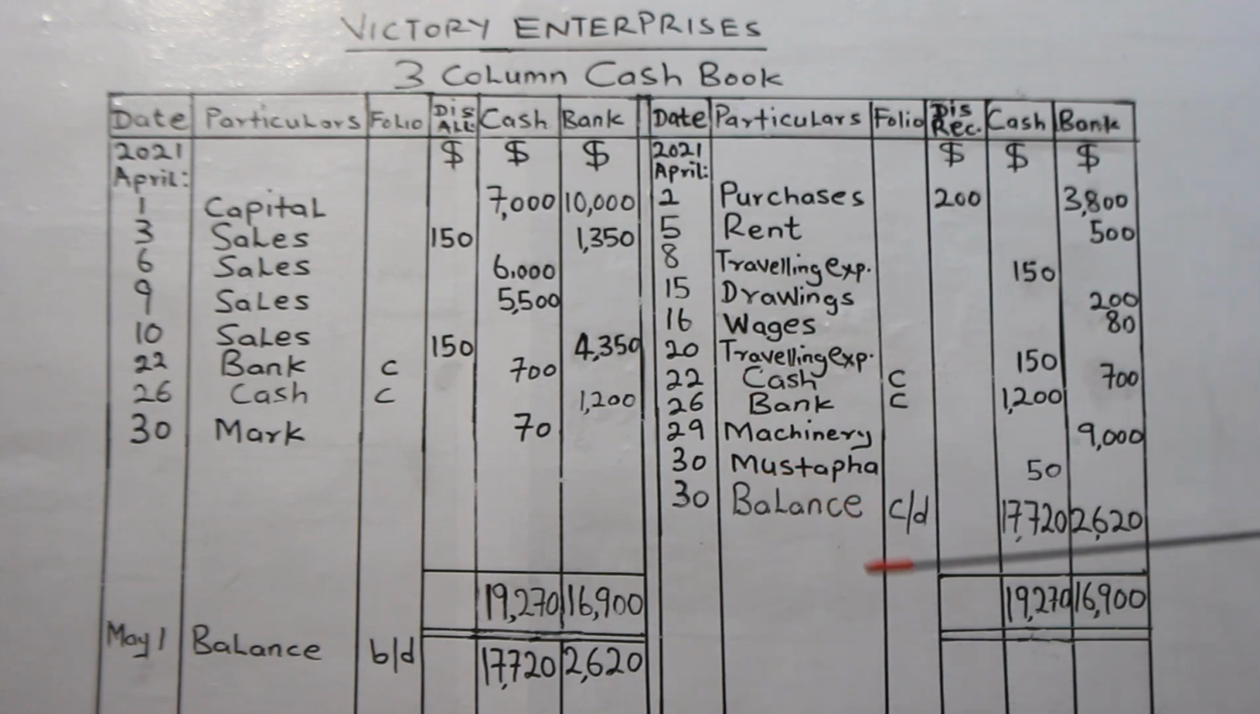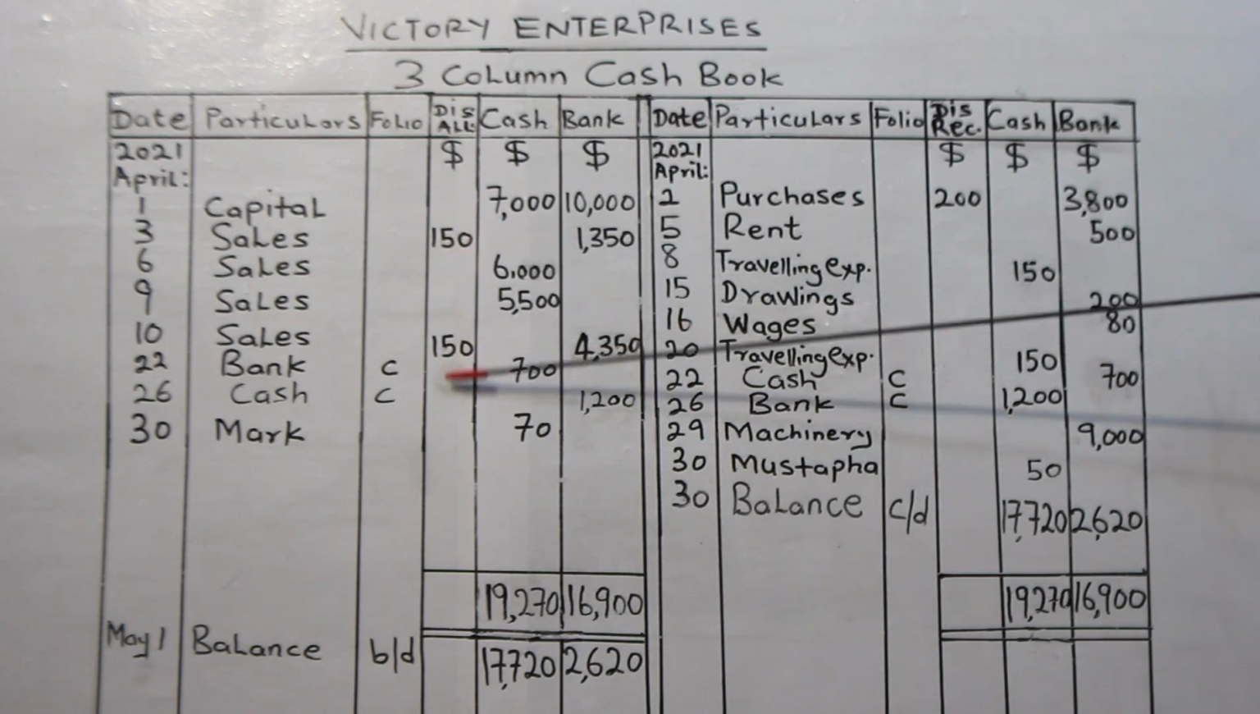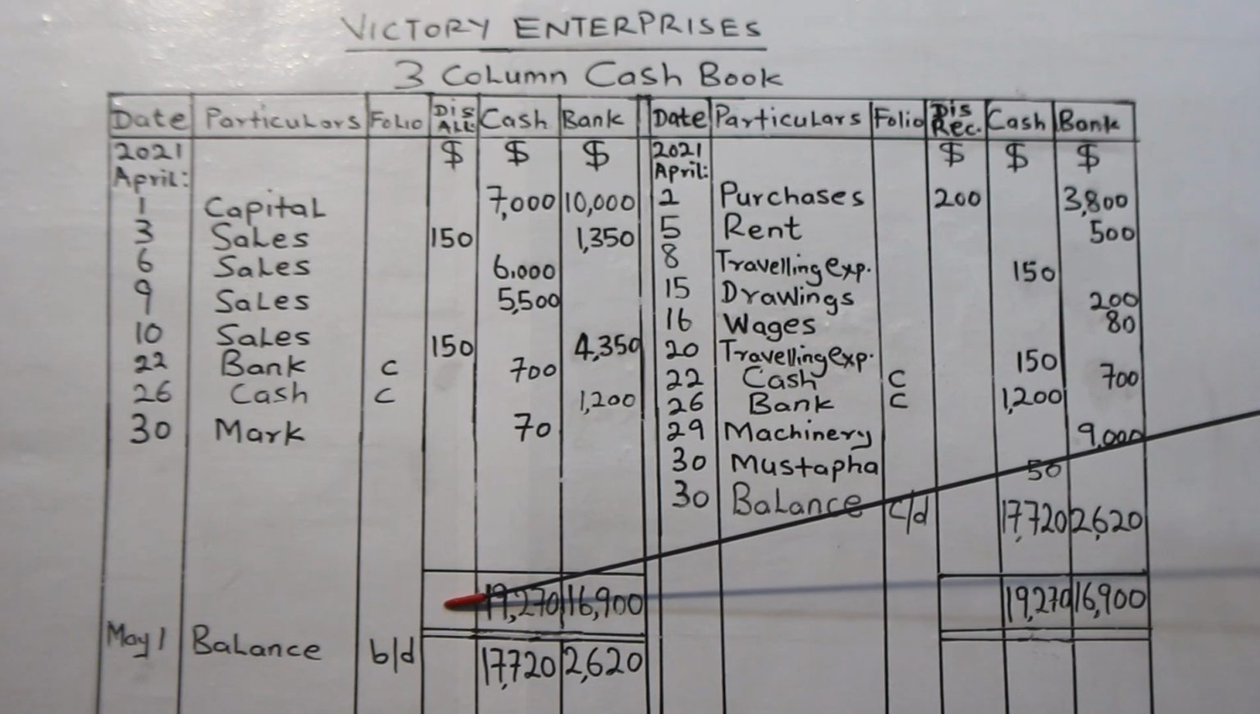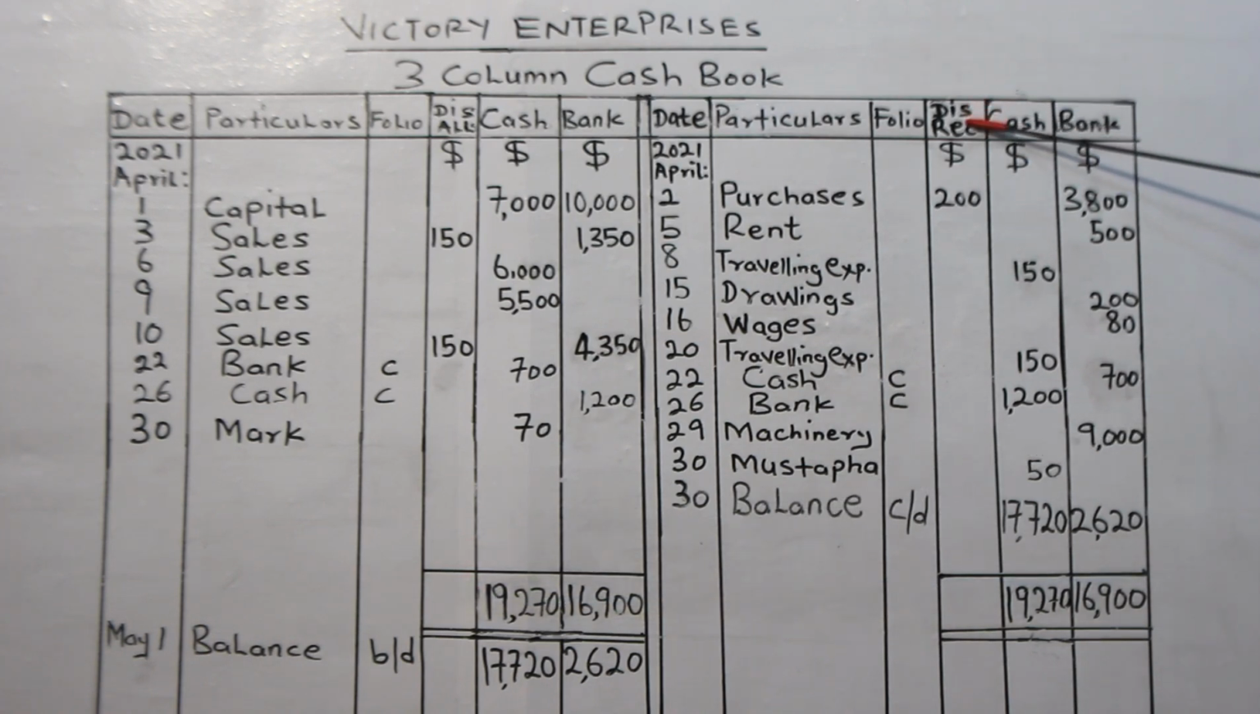Discount received column and the discount allowed column. There is no balance carried down for these columns. What we do is very simple. We add the total amount allowed as discount and place the figure here. That represents the total discount allowed. And then we add the total amount received as discount and place it at this column. That represents the total discount received. These figures will be transferred to the appropriate discount allowed account and the appropriate discount received account as we progress.